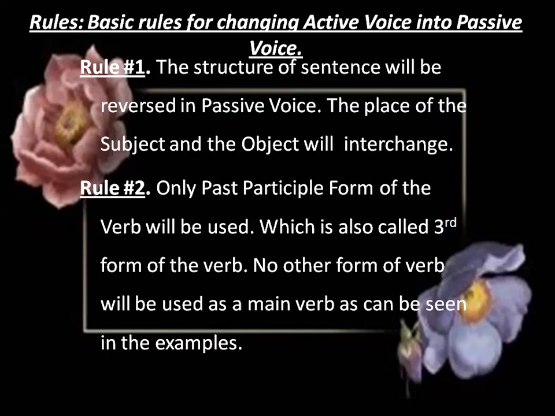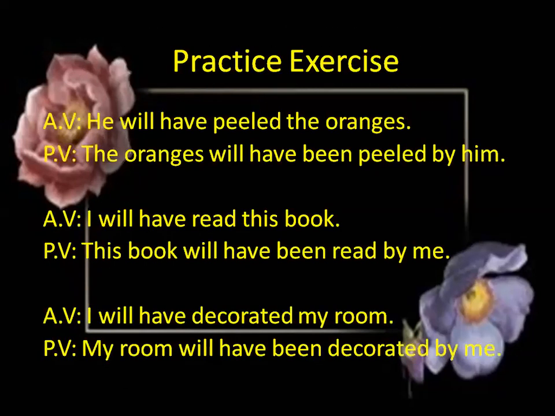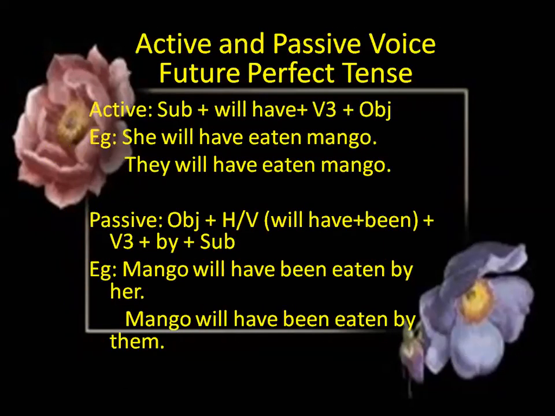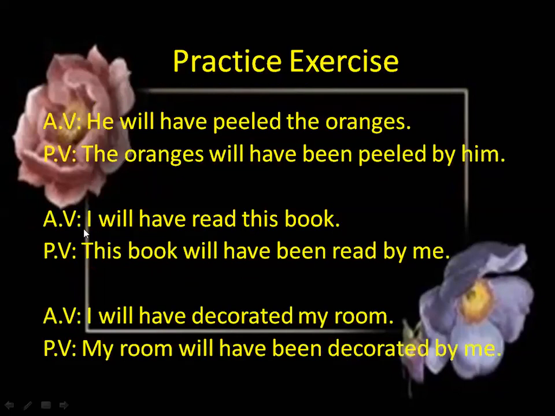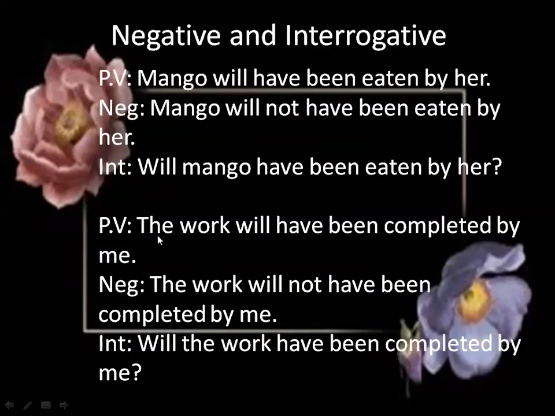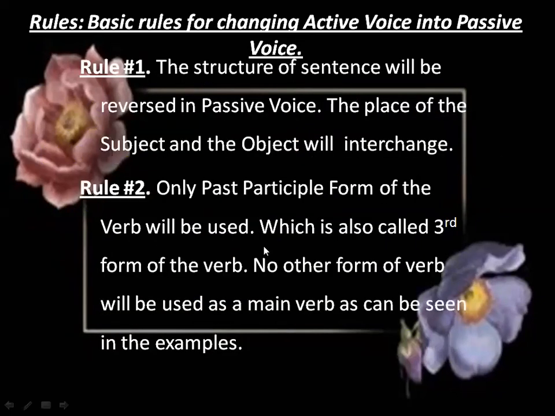We have already done the examples, and in each and every structure and each and every sentence we have used V3 in passive voice. Whatever is the tense or whatever is the main verb form used in active voice, we have converted these forms into the third form of the verb in passive voice. So no form other than the third form of the verb will be used in any passive sentence, as we have already seen in the examples.